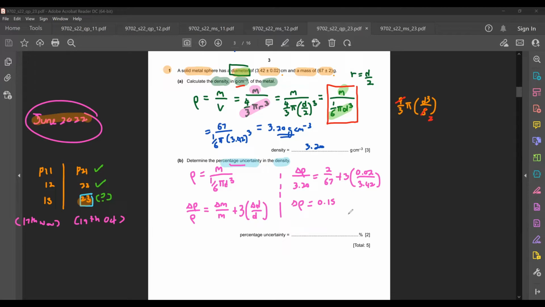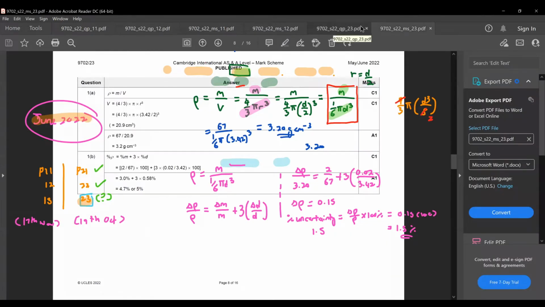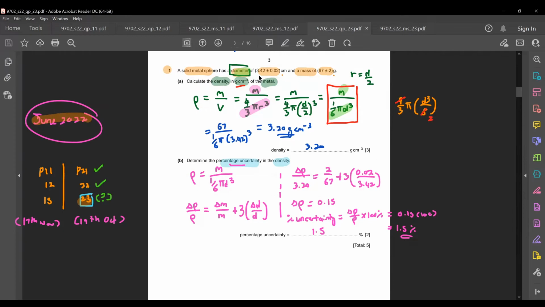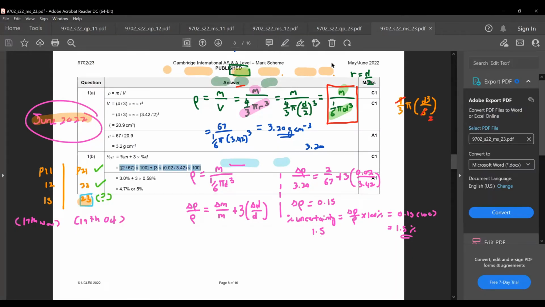From here, I want to find the percentage uncertainty. The percentage uncertainty would therefore be delta rho over rho times 100%, which would just be 0.15 times 100, giving me 1.5%. So this one should have been my answer. Hey, no, I got something else here. This one is 5. Let me just check whether I did something wrong there. Oh sorry, now I know why.